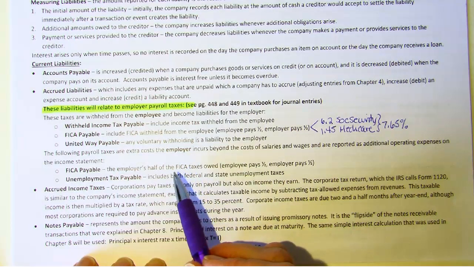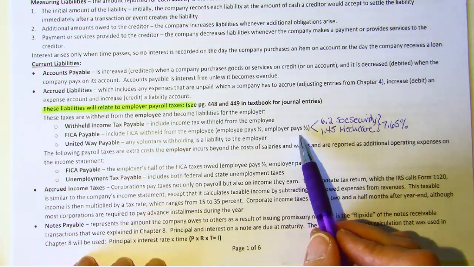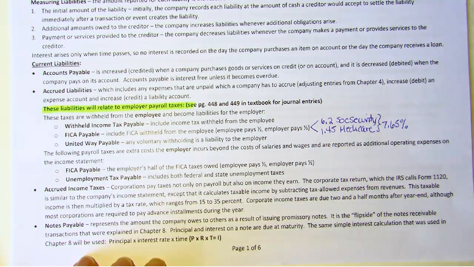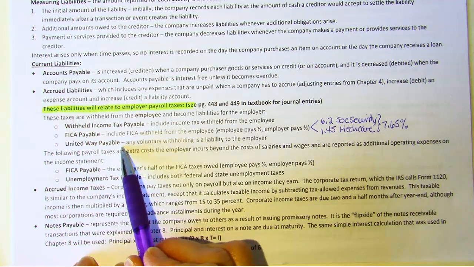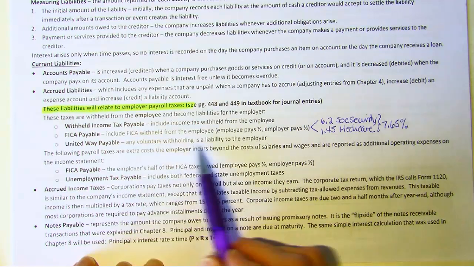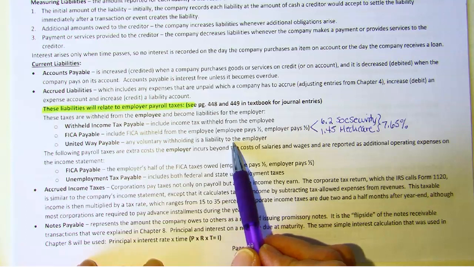Now, with regard to FICA, whatever is deducted from the employee's pay, the employer also has to pay as well. So the employer matches the employee's contribution dollar for dollar. United Way Payable represents, in our example, any voluntary withholding. And as I mentioned, that could be for health benefits, it could be for union dues or a charitable contribution, whatever the employee chooses to have deducted. It could be nothing.